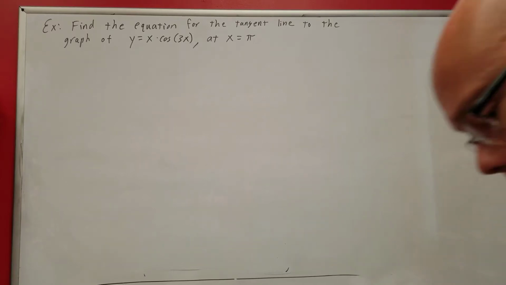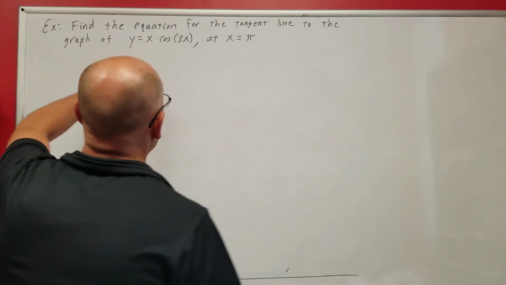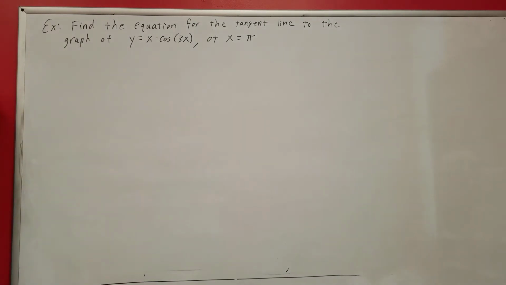Let's continue here with section 2.6. What if we have to find the equation of the tangent line to the graph of y equals x times the cosine of 3x at x equals pi.